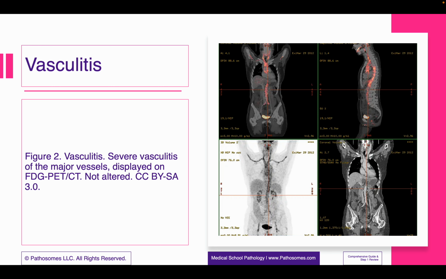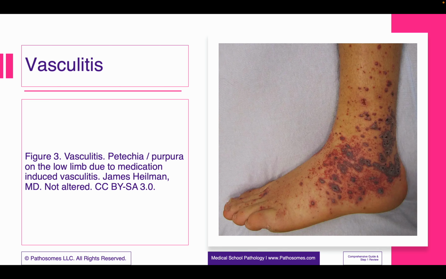Here we can even see that vasculitis can be picked up by radiology utilizing an FDG PET CT showcasing severe vasculitis of the major vessels. And here our patient has petechiae and purpura on their lower limb due to medication-induced vasculitis. So keep that on your differential. Always have medication-induced issues on your differential.